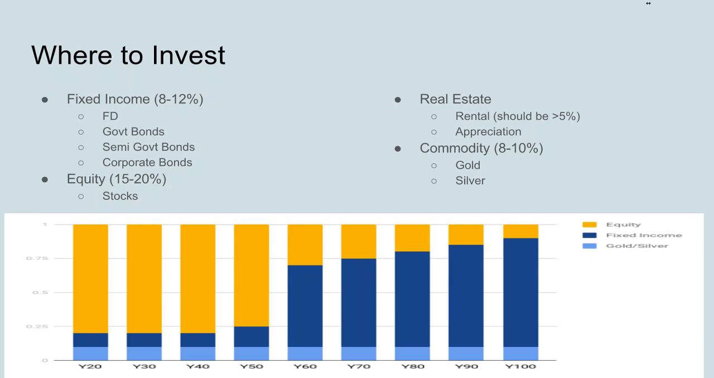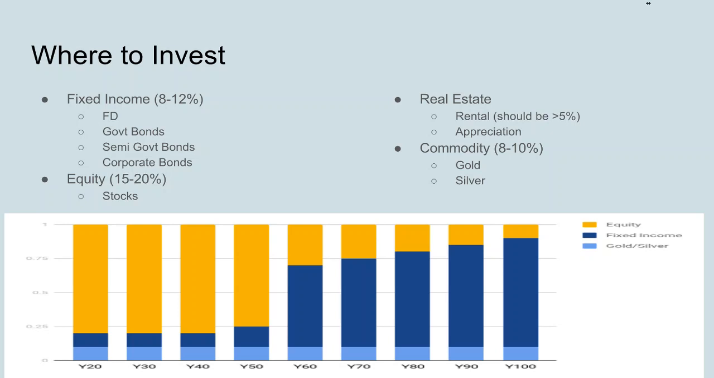These are actually not something which grow, but the value of gold and silver is supported by lots of governments, and they are also using that as a hedge. So you expect it to beat the inflation. It will give you 8 to 10% return, but it's better to have a little bit of investment in gold and silver. And the last one is equity.